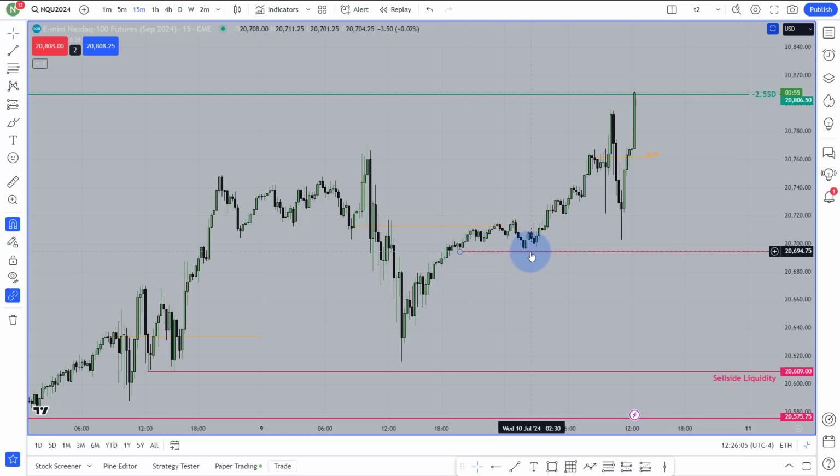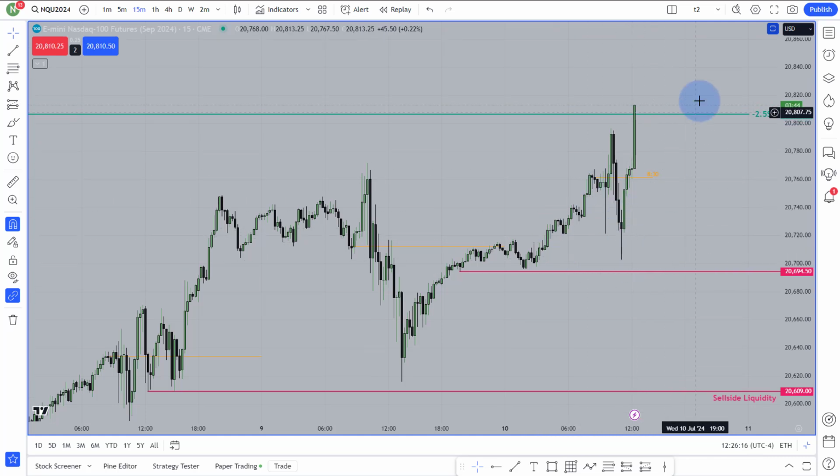So this was the relatively equal lows. When the market came very near to those relatively equal lows, I said that history repeats. That means this thing is going to repeat over here. So I am bullish. I'm not bearish until this minus 2.5 standard deviation.